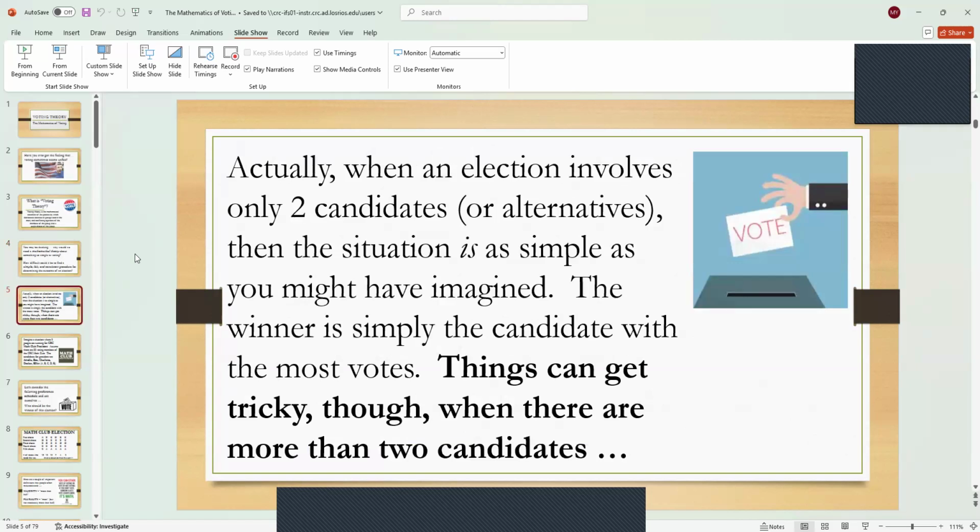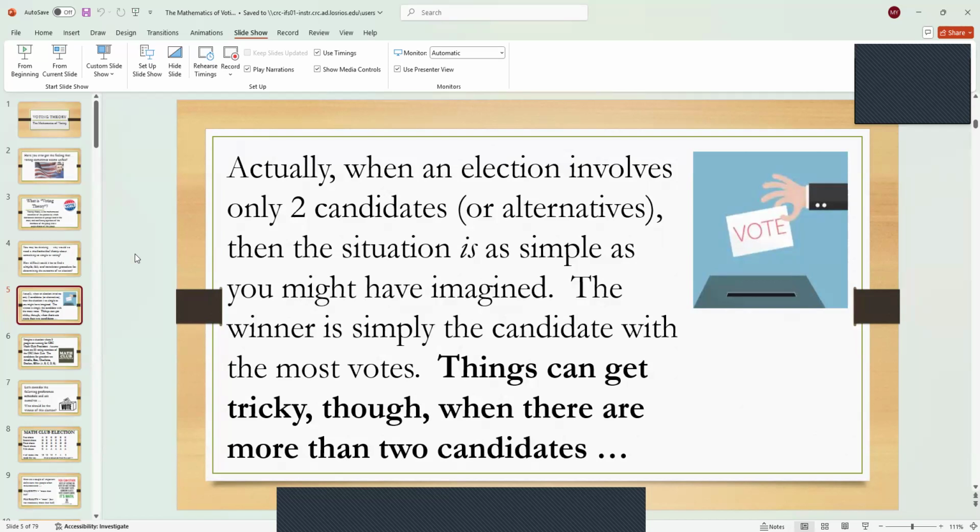When there's only two candidates or two alternatives, then it actually is as simple as you might think. The winner is simply the candidate with the most votes. Things can get tricky, though, when there are more than two candidates.